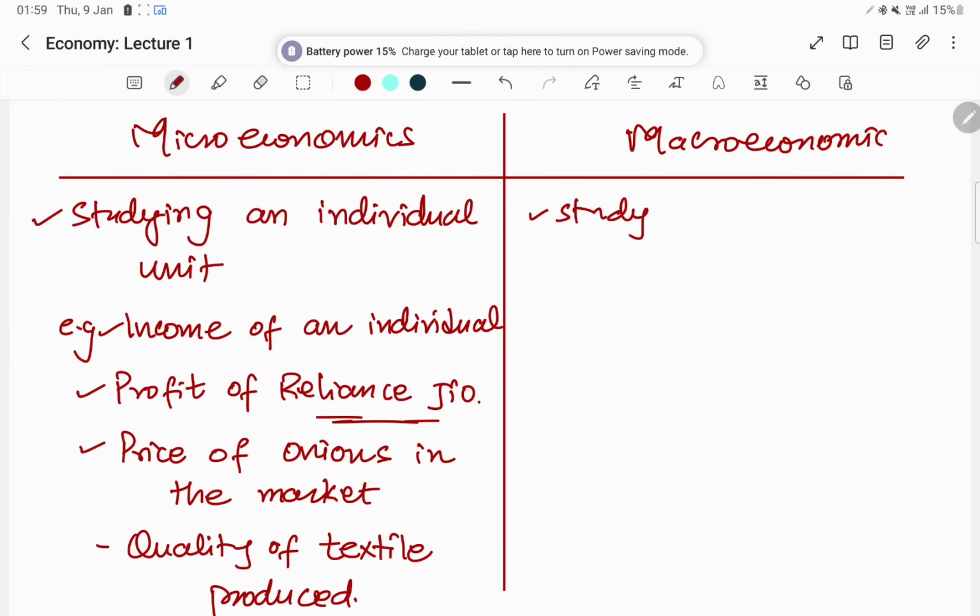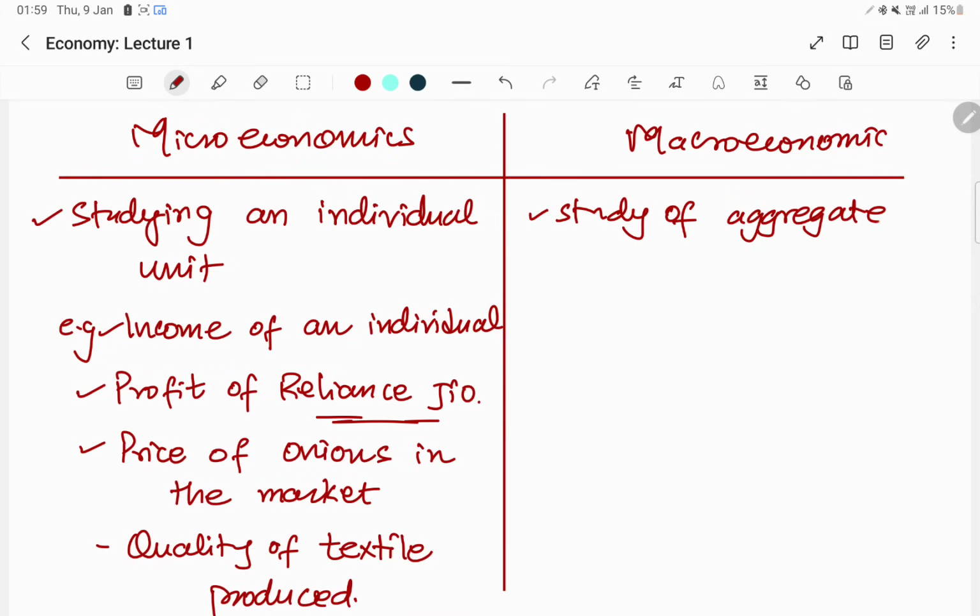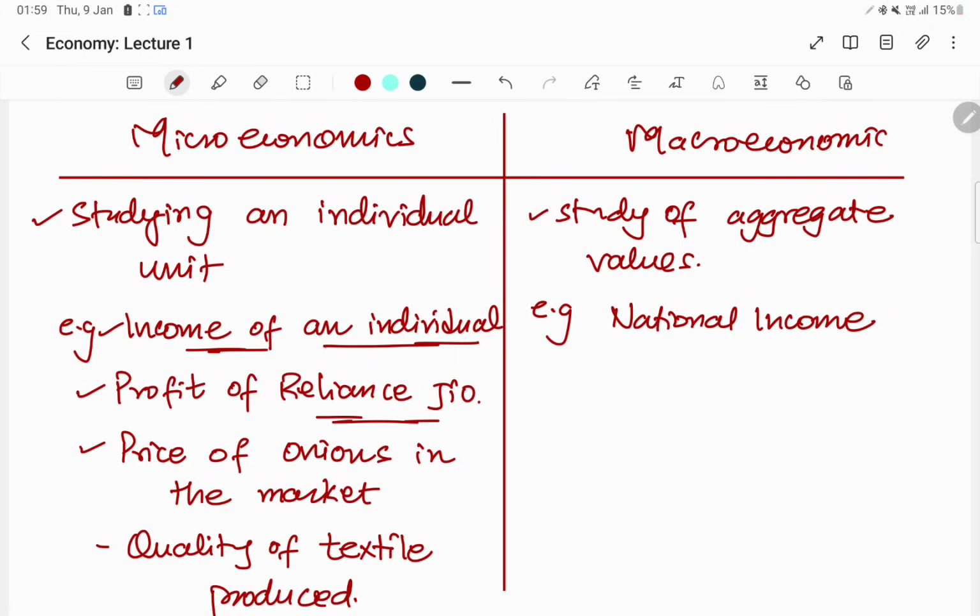So macroeconomics is nothing but the study of aggregate values. For example, national income. Here you can see income of an individual, here national income, income of the country, right? For example, if we talk about inflation, inflation is not related to one particular commodity. Rather, it is a basket of commodities, right? Now government budget. This is also part of what?